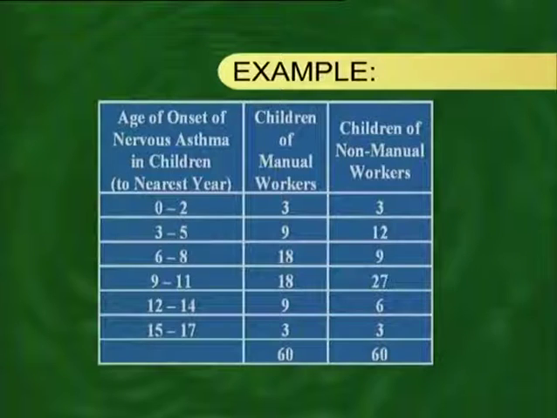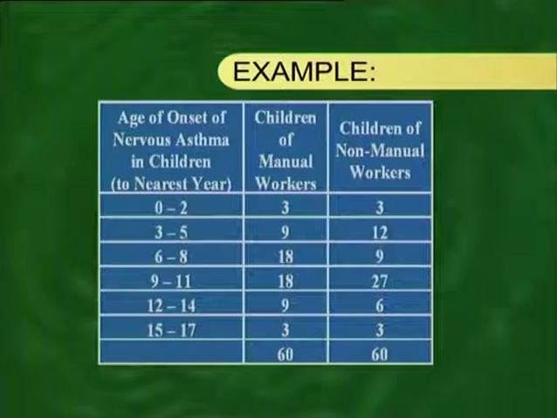Let me explain this point to you with the help of an example. Suppose that we have data regarding the age of onset of nervous asthma in children, and we have this information regarding two categories of children, children of manual workers and children of non-manual workers. As you see on the screen, the data regarding the children of manual workers has frequencies 3, 9, 18, 18, 9 and 3 corresponding to the age groups 0 to 2, 3 to 5, 6 to 8, 9 to 11, 12 to 14 and 15 to 17 years.